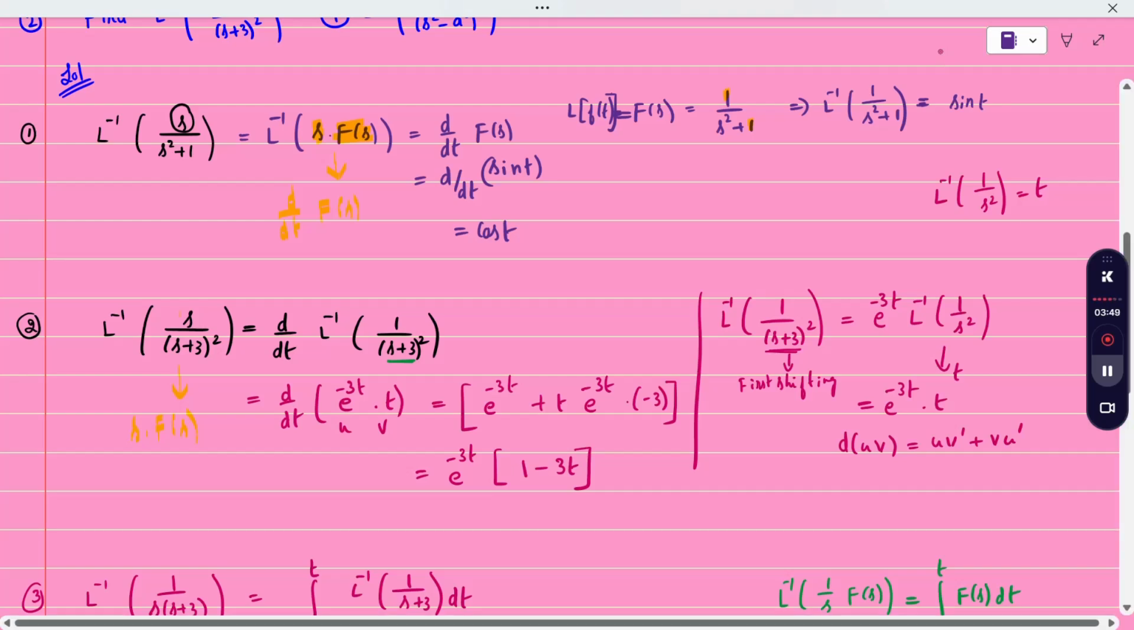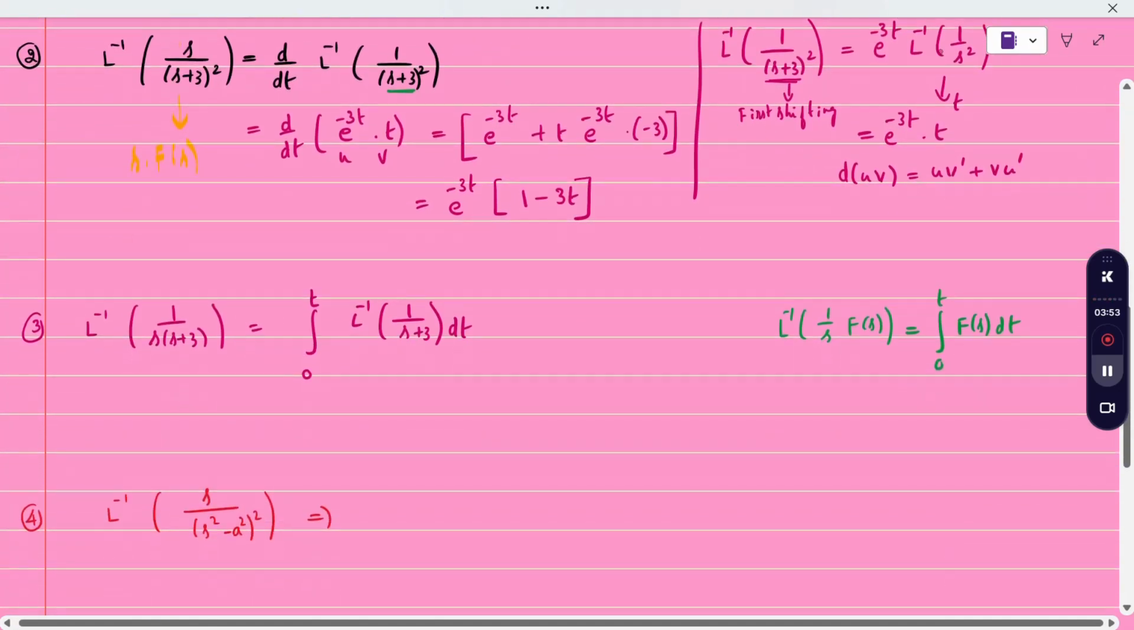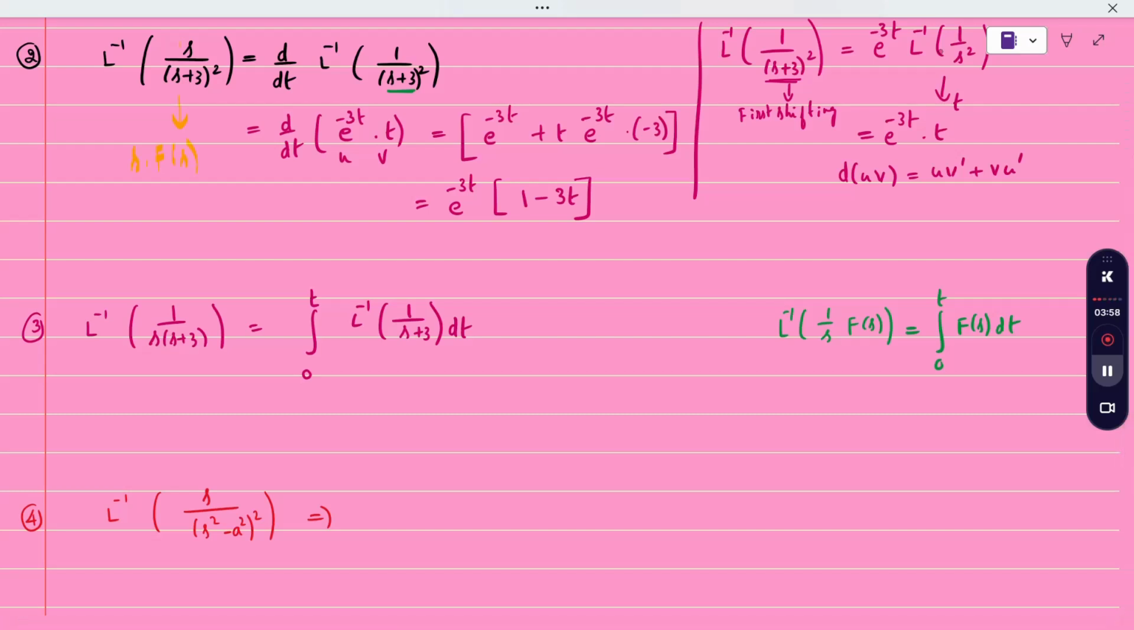The third problem. What is our third question? So L inverse of 1 divided by s into s plus 3 is like 1 by s into F of s. It is nothing but integral 0 to t f of t dt. f of t, write separately. f of t is nothing but L inverse of 1 divided by s plus 3. 1 divided by s plus 3, what is the formula? E to the power minus 3t. So that I have to substitute.